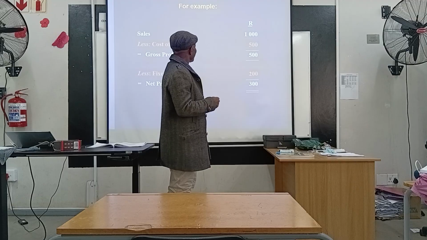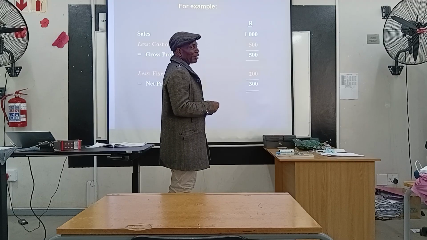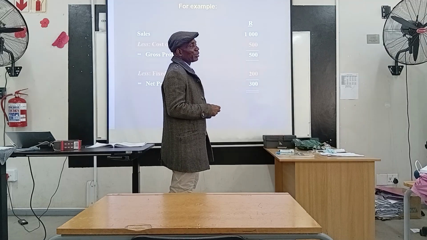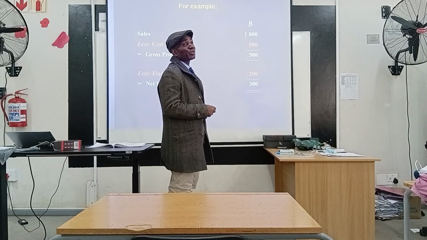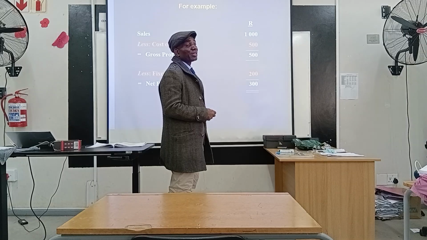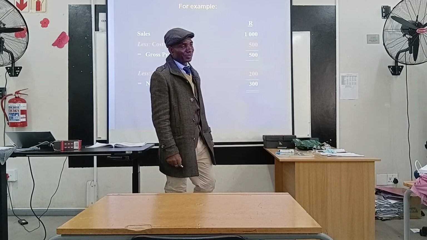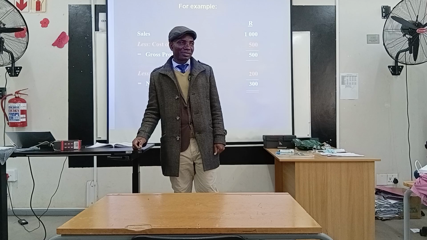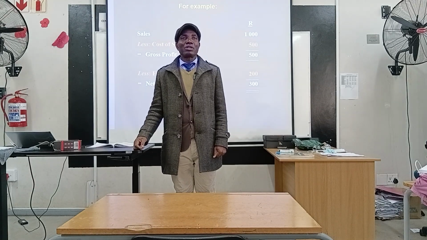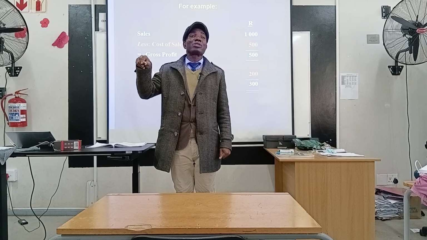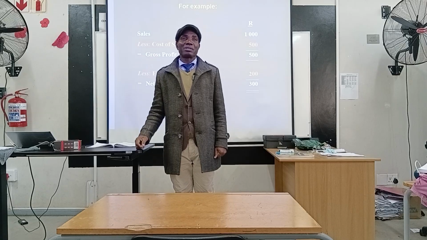500 divided by 1000 times 100, because you are expressing it in percentage. Anything that you say times 100, it means you are expressing it in percentage. It's not going to be in fraction because you say times 100. It's going to be in percentage.